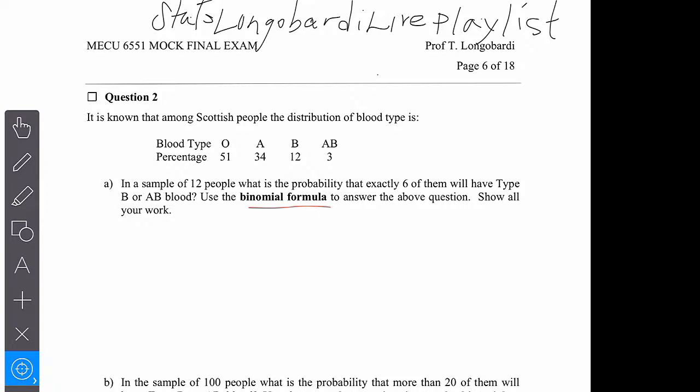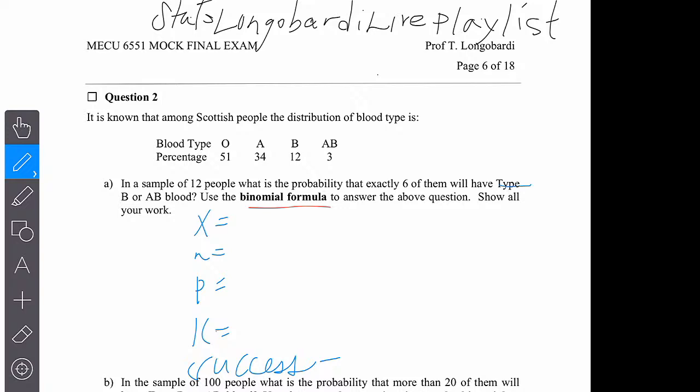So what you need to do, remember, for a binomial problem, you need to identify n and p and k every time. So if you can begin nicely by identifying what's a success. So what's a success with relation to this problem? What are we looking for, in other words? In a sample of 12 people, what is the probability that exactly 6 of them will have type B or AB blood? Okay, so this is what we're looking for.